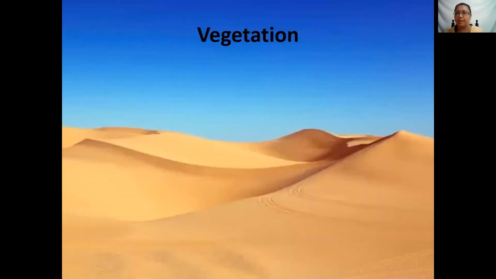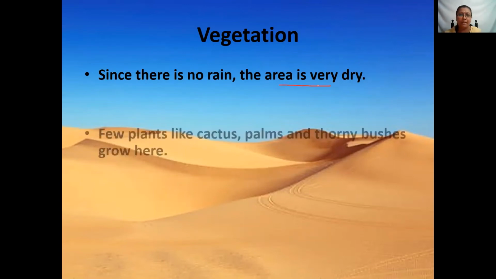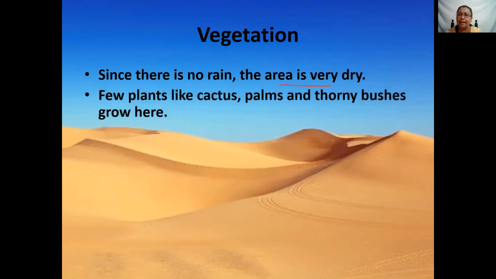Okay. Now let us see about the vegetation. What is vegetation? Vegetation is nothing but the plants or trees, whatever grow in a particular place. So what will grow in a desert area? We have seen already in a lot of chapters, right? What will be there? We cannot find a very huge amount of trees or plants because, as you all know, there is no rain. Since there is no rain, the area is very dry. Few plants like cactus, palms, and thorny bushes grow here.